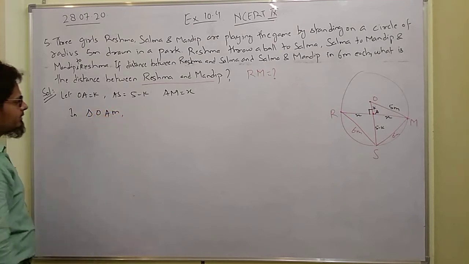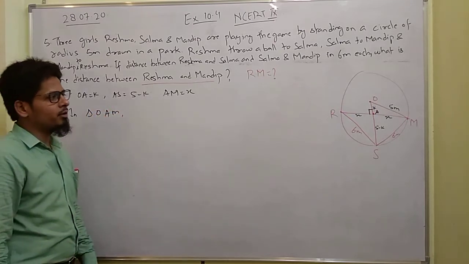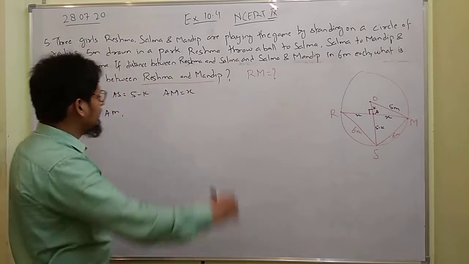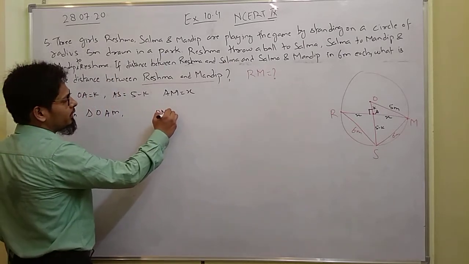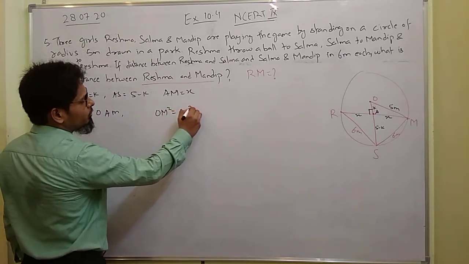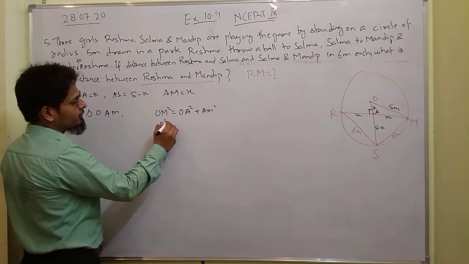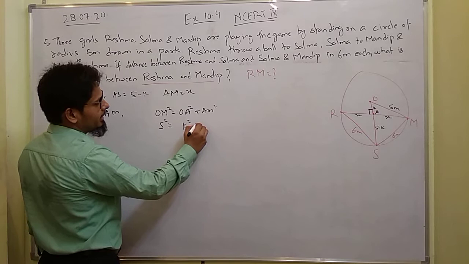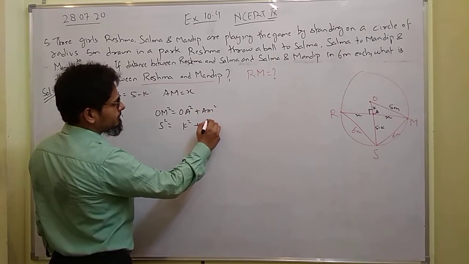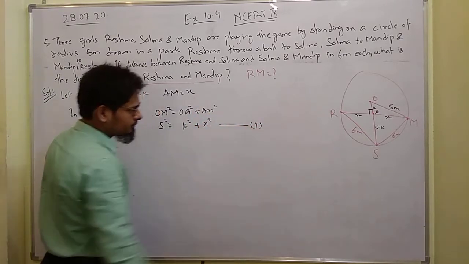OAM, what will be the measurement by Pythagoras theorem? This is OM square is equal to AO square plus AM square. Now put the value: 5 square, AO is K and AM is X square. It is equation number 1.